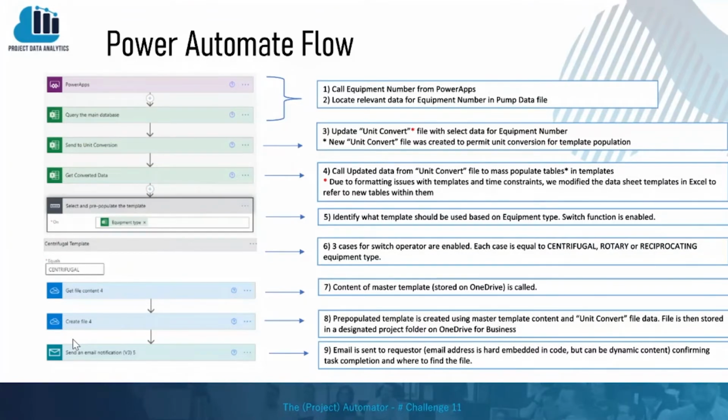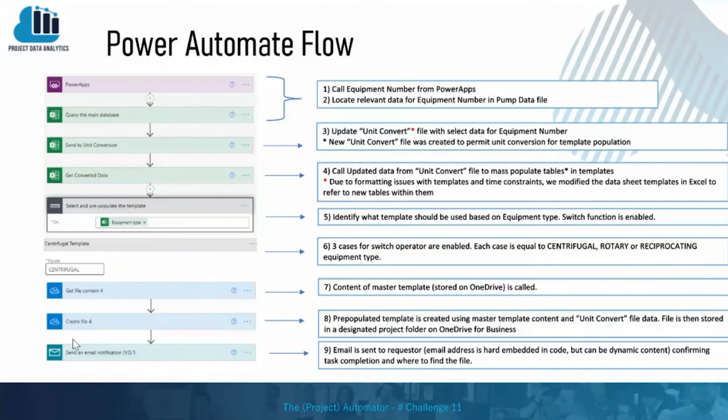It will call the equipment number from the Power Apps and locate the relevant data for that equipment number in the pump data file. We have created a separate unit convert file that allows us to specify the equipment number centric data, all of the data that we need, but also to use the conversion of the units as per the user preferences, and we relied on the Excel manipulations to achieve that.